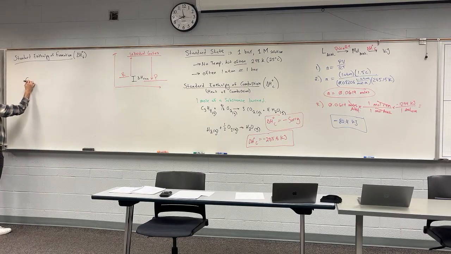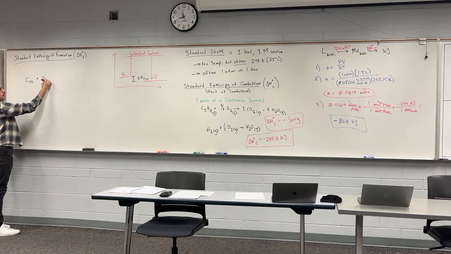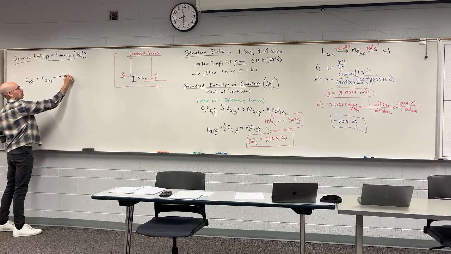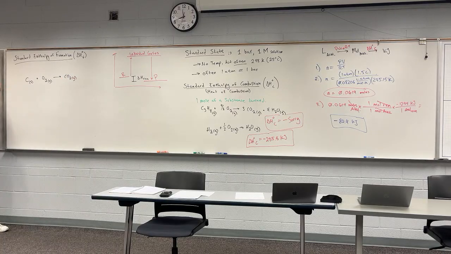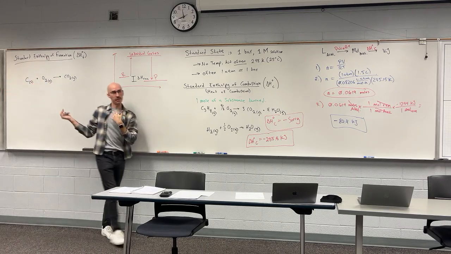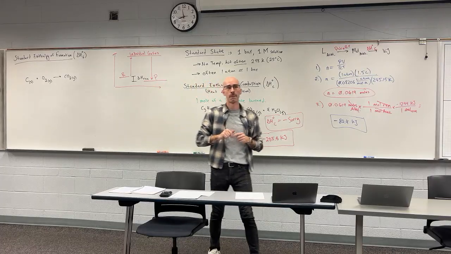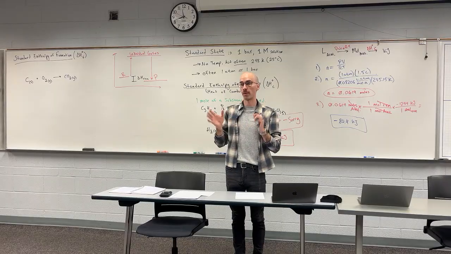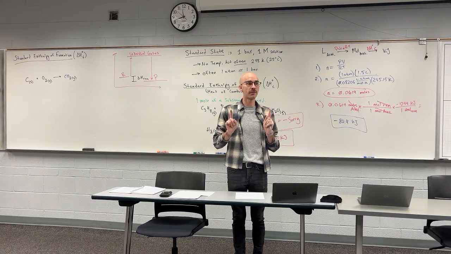Let's look at the reaction of solid carbon, graphite, coal, reacting with gaseous oxygen to form carbon dioxide gas. What is this the formation of? In terms of standard enthalpy of formation, this reaction shows the formation of what? Carbon dioxide. This is the standard enthalpy of formation of carbon dioxide.